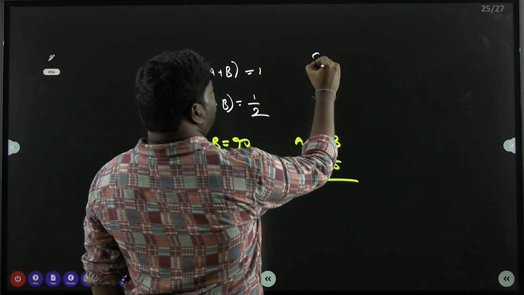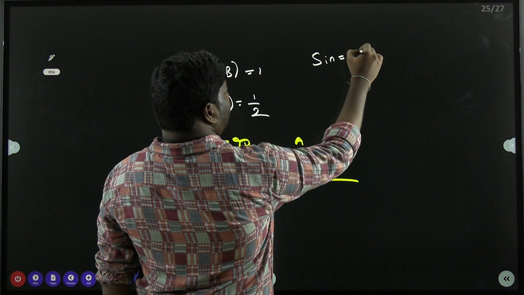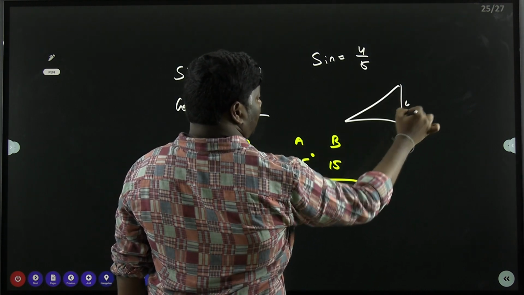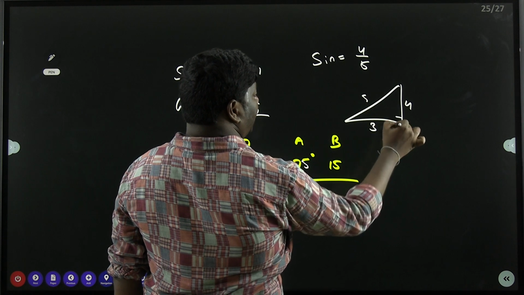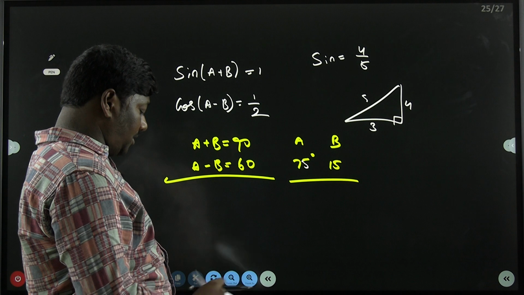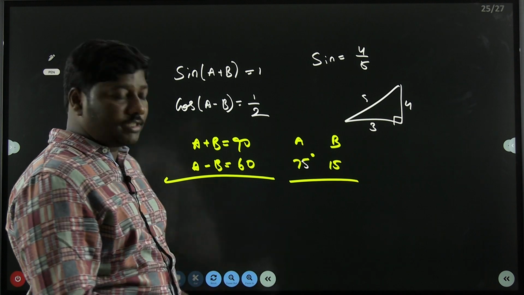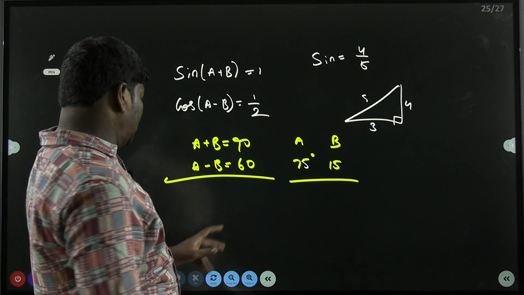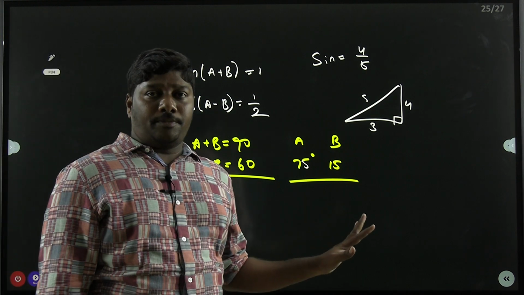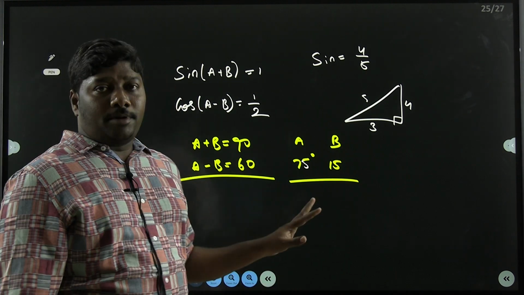Sometimes sin a is equal to 4 by 5. So you know it is 4, 5. If it is 4 and 5, then it is 3. You can find out cos, tan and whatever they want. So like this also they are asking you questions from trigonometry. Trigonometry is not much difficult. Again the questions are based on simple values only. But you need to be thorough with the formulas of trigonometry.